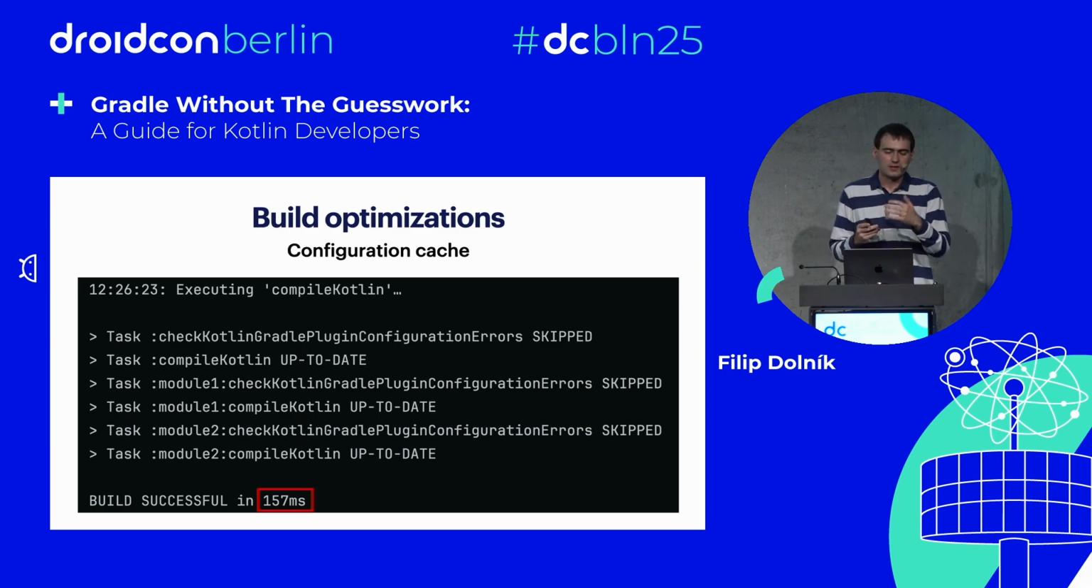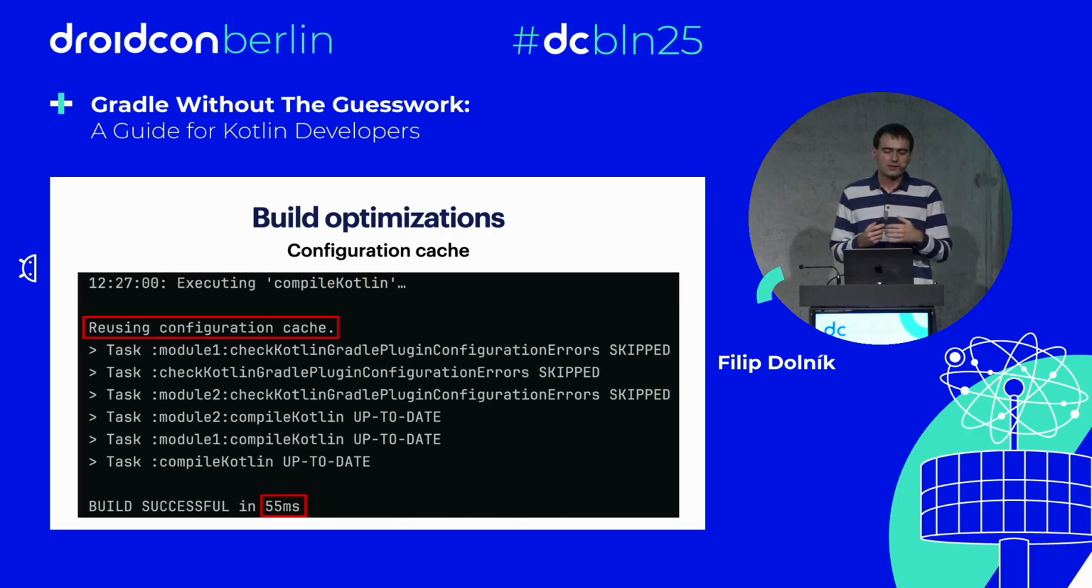Like what happens when all of the previous optimizations work together. In this case, just enabling the configuration cache cut the build by like 100 milliseconds, which doesn't seem like much, but it's something that's noticeable in terms of responsiveness of the system. And more importantly, this is an empty project that I created for this demo. In real projects, the configuration takes way longer than that.